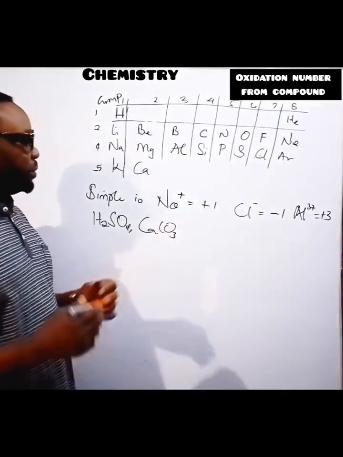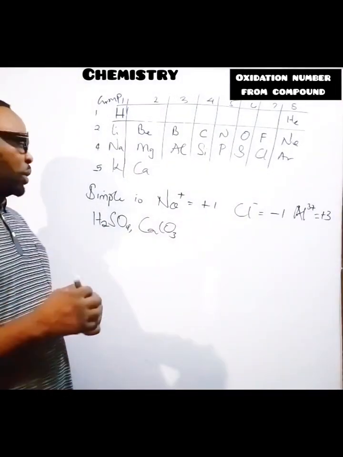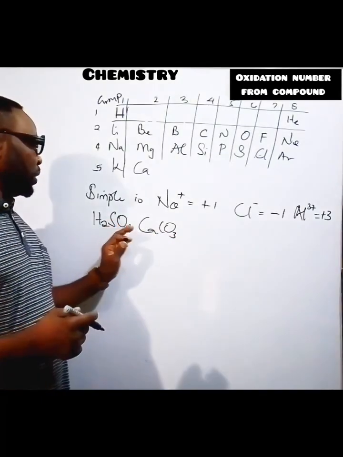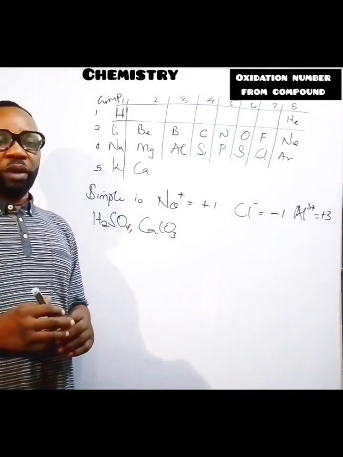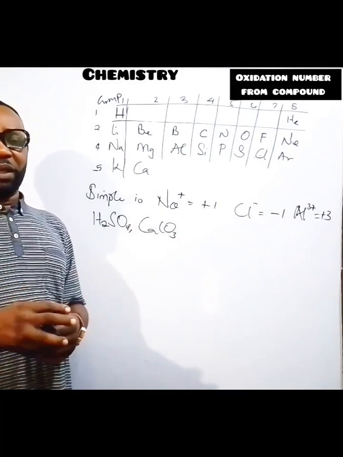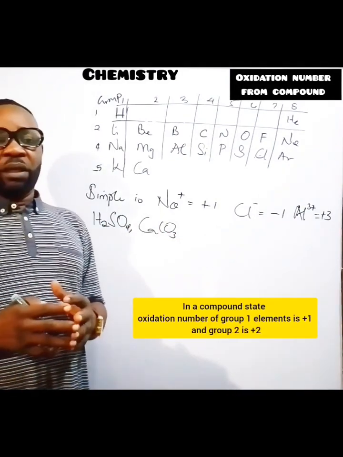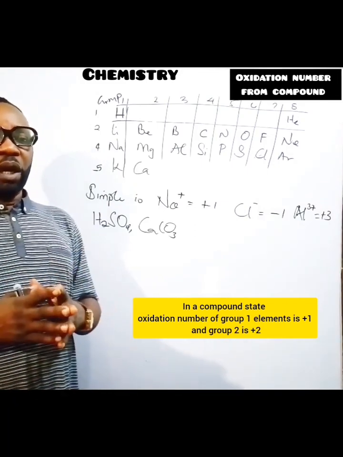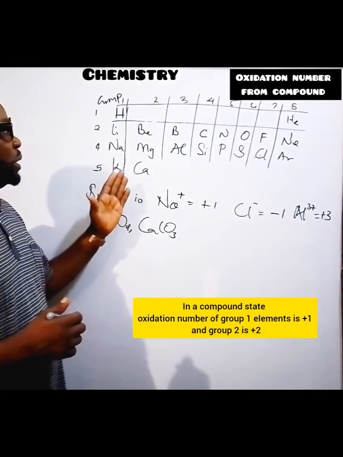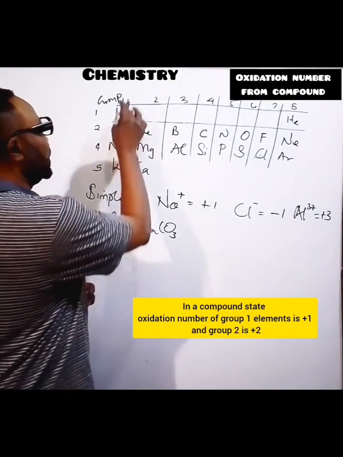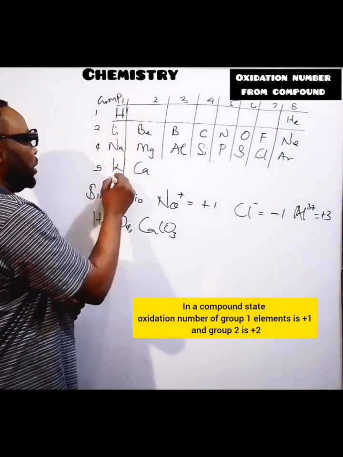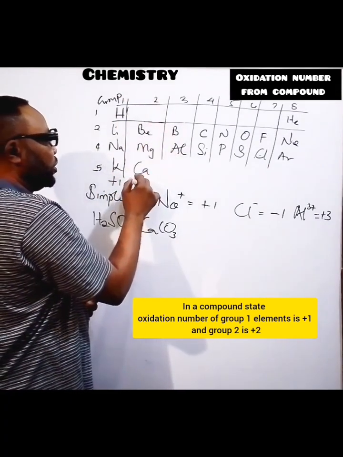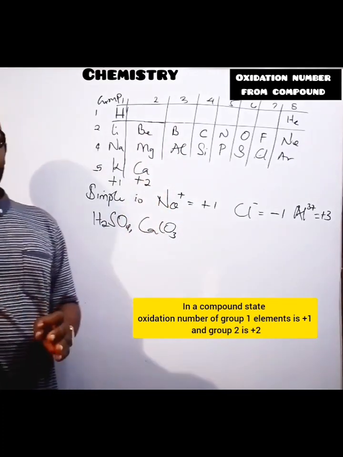CaCO3 is another form of a compound. So these are the compound forms of all these groups of elements that come together. Now, in a compound state, the elements in group 1 and 2 have oxidation numbers of +1 and +2. In that form, elements in group 1 will have an oxidation number of +1. All elements in group 2 have an oxidation number of +2 in their compound state.